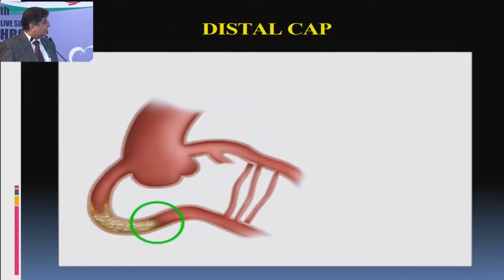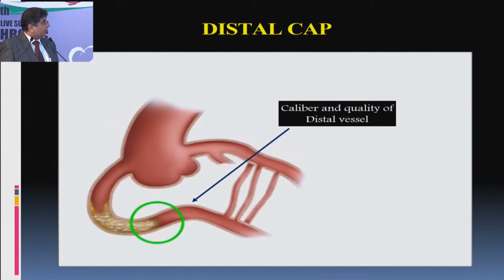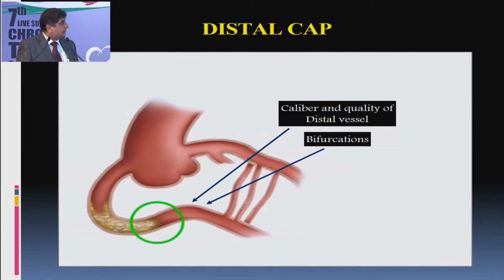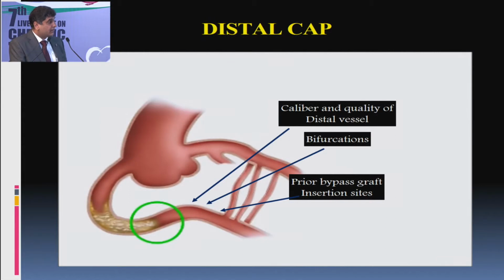and also the characteristics of the distal cap. What's the caliber and quality of the distal vessel? Is there a bifurcation? Is there another large branch coming off where the distal branch is? And also, is there a graft insertion site in the vicinity?